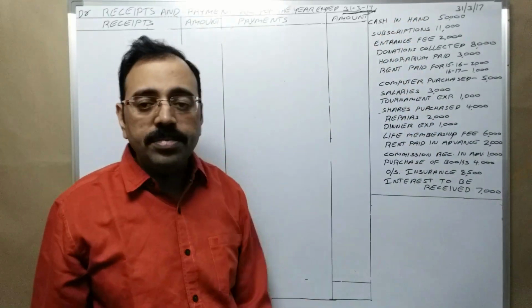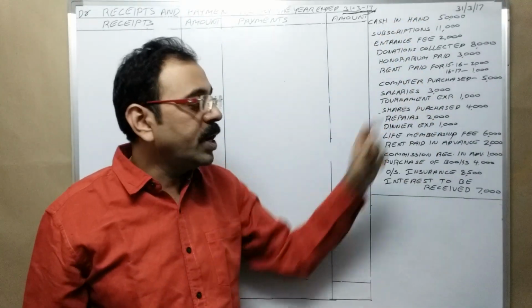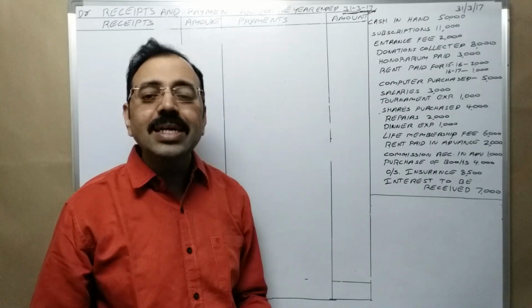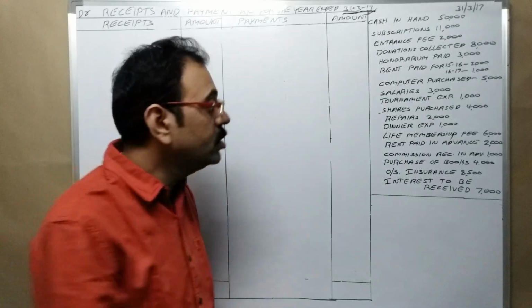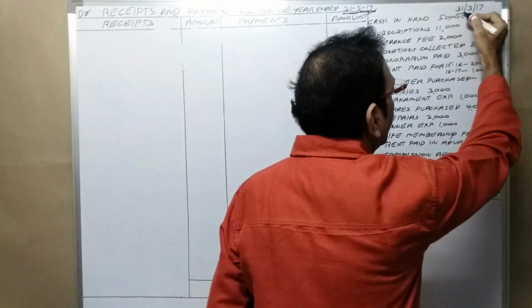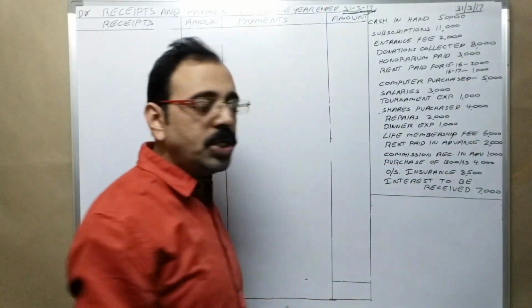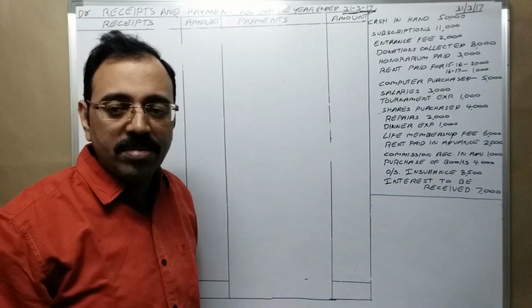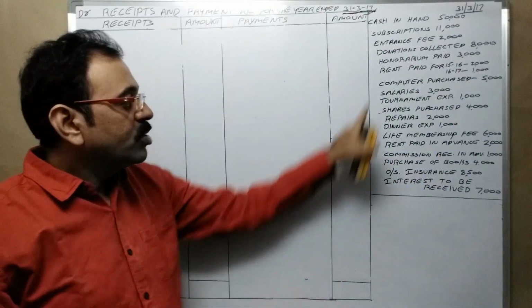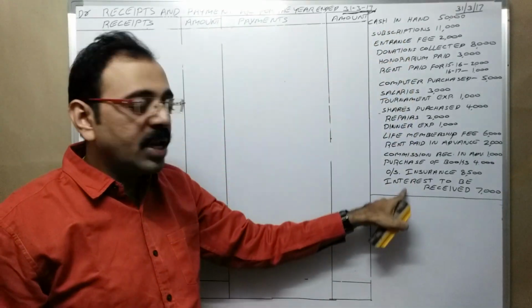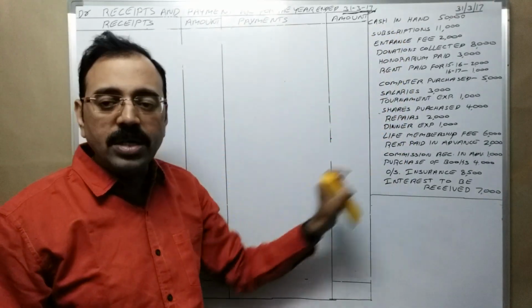Question is this. From the following particulars, prepare the receipts and payments account for the year ended 31st March 2017. And the question contains some receipts and payments.